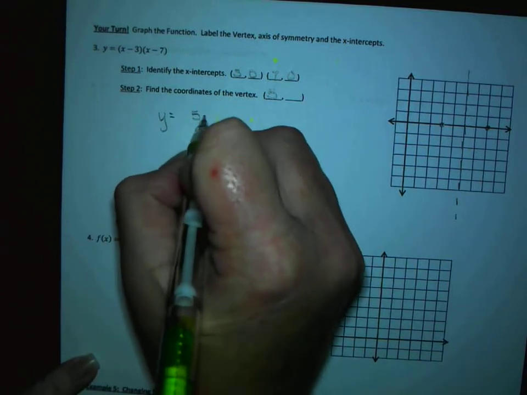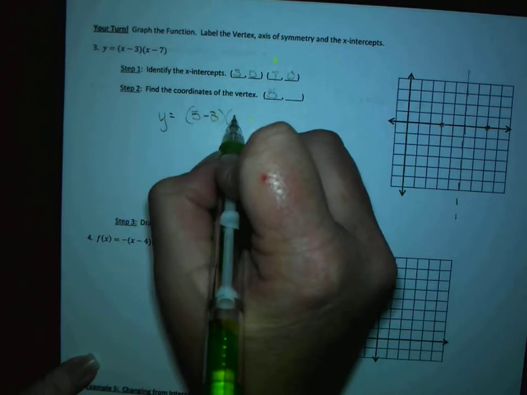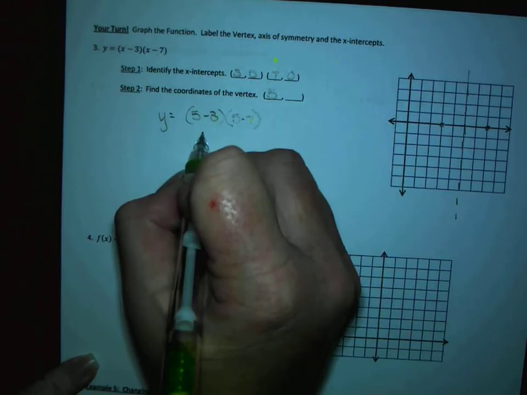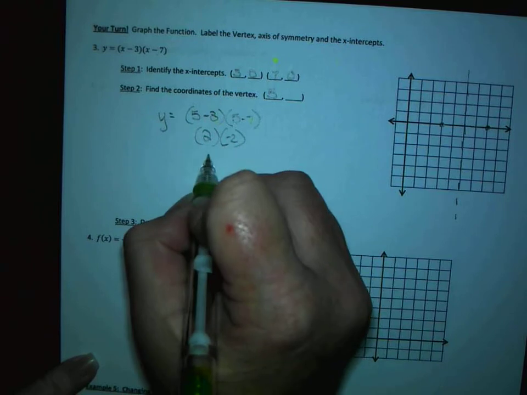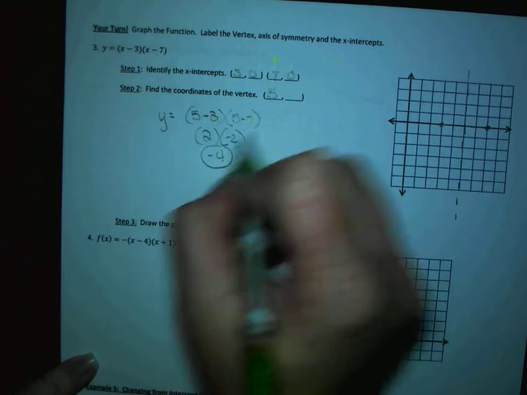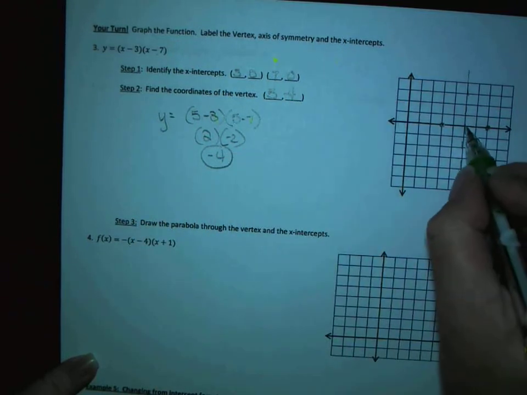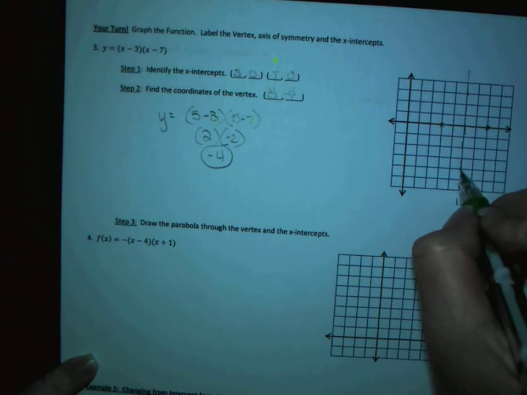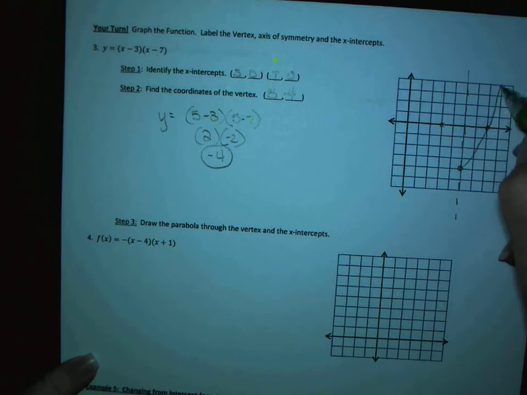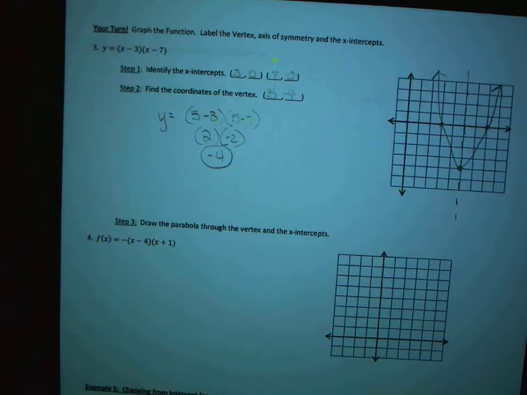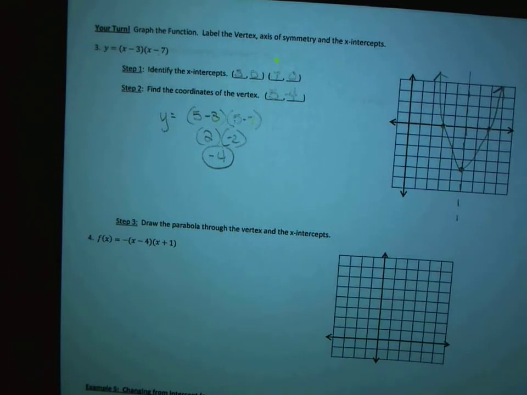You're going to get 5 minus 3 times 5 minus 7, and that's going to give you 2 times negative 2, which is going to give you negative 4. So the vertex is going to be 5, negative 4. Draw your parabola. All right, anything to save you a little time as long as you understand the concept. Okay, go ahead and hit pause again. Do number 4.